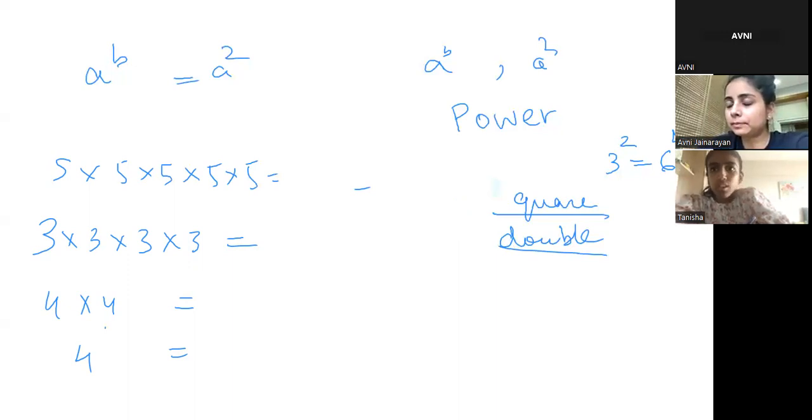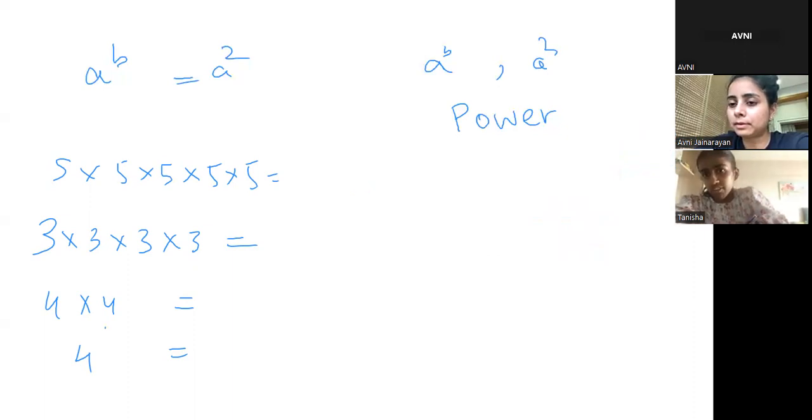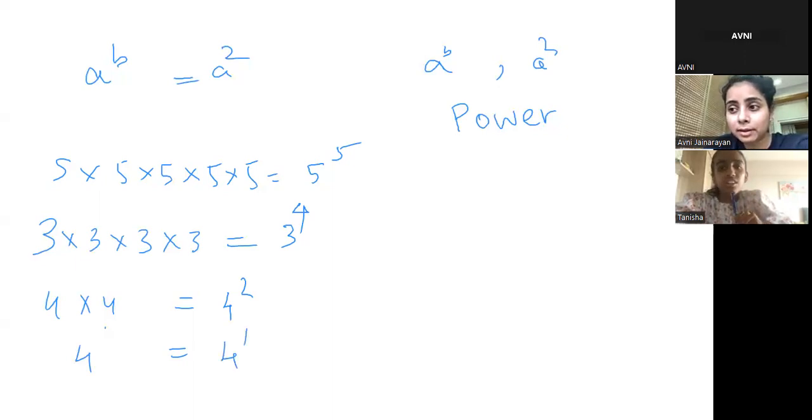Got it? Now tell me. The first one is 5 raised to the power of 5. Very good. Second one, next. 3 raised to the power of 4. Good job. Next. Then 4 raised to the power 2. Okay. And 4 raised to the power of 1. Okay. You didn't say 4 raised to the power 0, did you? Okay, so these are all correct.